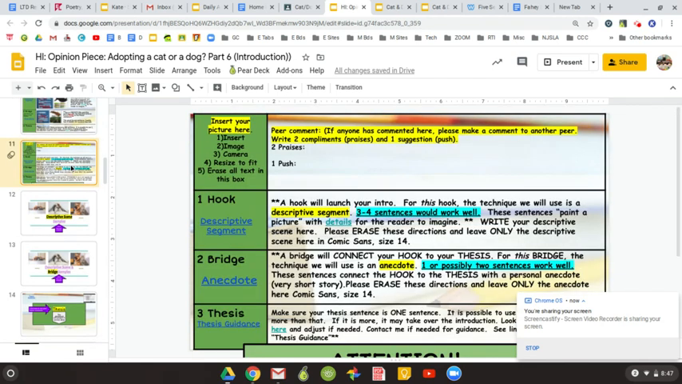And what would that look like? Well, you're going to have three parts. On the slide, first of all, make sure you insert your picture here.